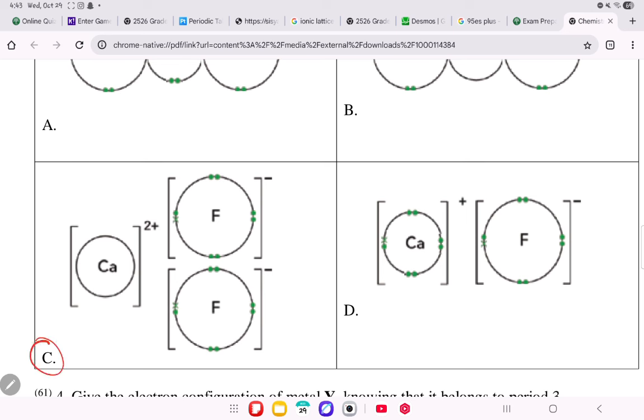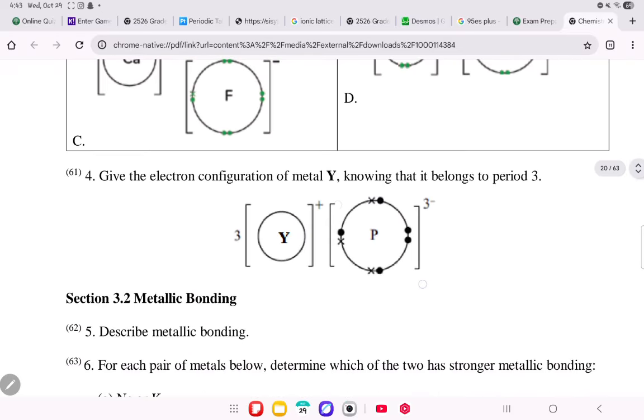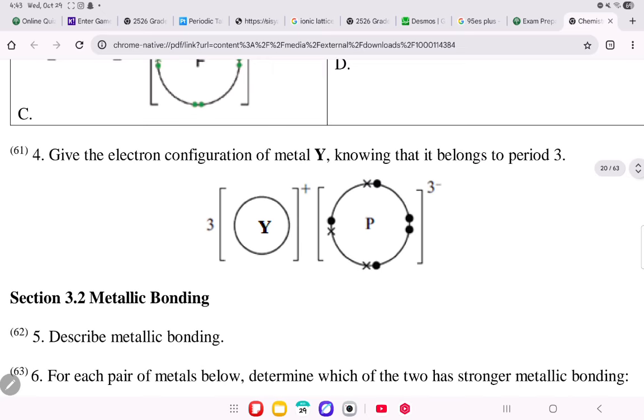Calcium has a charge of 2+, it loses 2 valence electrons. It will give 1 valence electron here, 1 valence electron here. And just like that, we will have Ca 2+ in brackets, and then F- in brackets. Okay, so C is the correct answer. Anyways, we'll move on to question number 4.